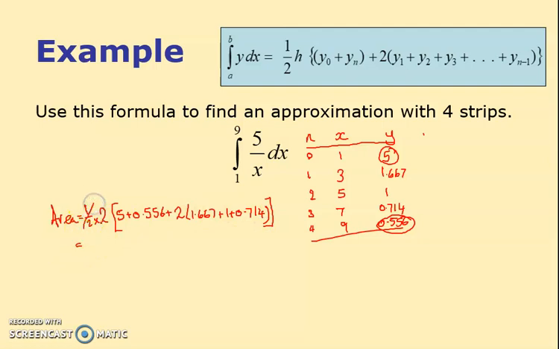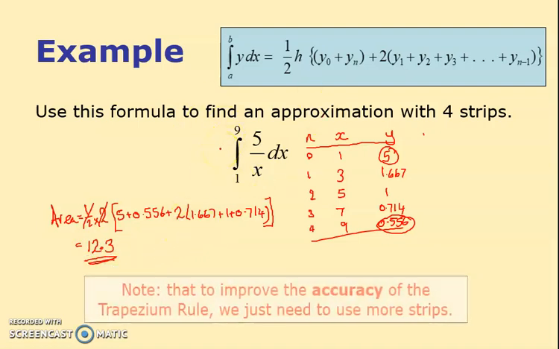Again, the same trick works as last time. Half times 2 actually disappears. So really we're doing 5 plus 0.556 plus 2 times that long bracket, 1.667 plus 1 plus 0.714. And when I do it, I get 12.318 again. So to 3 sig figs, this is the same result. And this is a formula then we can use time and time again.